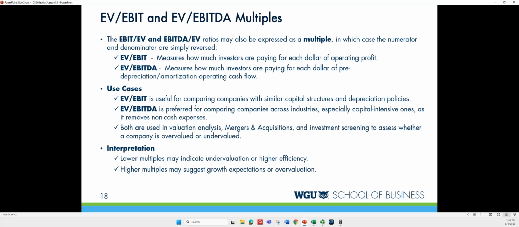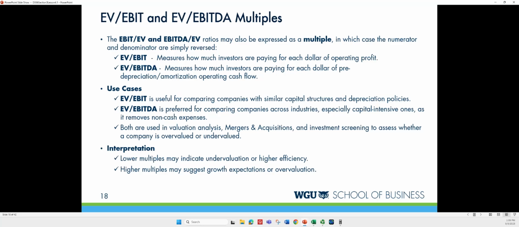So if we divide our enterprise value by EBIT, it tells us how much investors are paying for each dollar of operating profit. If we have our enterprise value to EBITDA ratio or multiplier, it tells us how much investors are paying for each dollar of pre-depreciation and amortization cash flow.